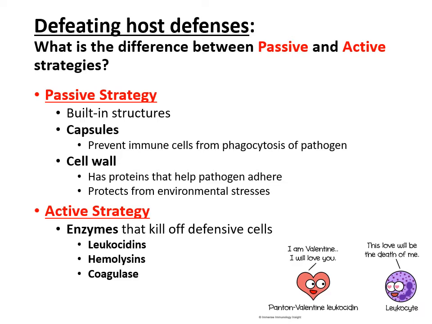And then coagulase, I'm sure you've all heard the term coagulating. Coagulase will cause blood clots in the host, which slows down those immune cells from getting around. Okay, so make sure you're very comfortable with the terms passive versus active and what the examples are of both of these.